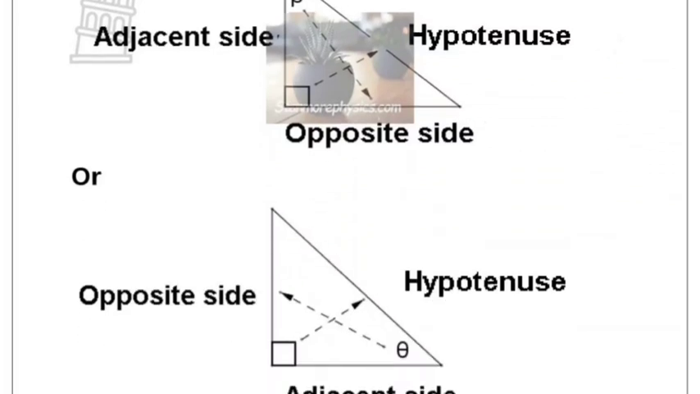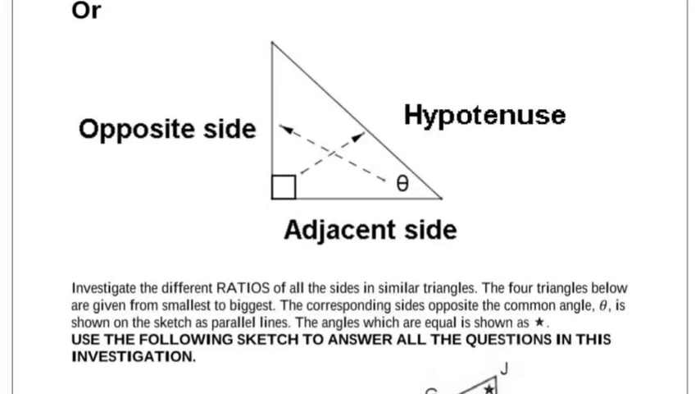Or, represented differently, and now this is more of what I've shown you, where we're now using the angle at the bottom and we're calling it theta. So the side opposite theta is called the opposite side. The side next to theta is called the adjacent side. And the side opposite the 90 degrees is called the hypotenuse.